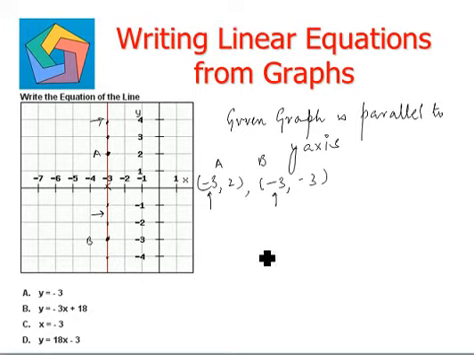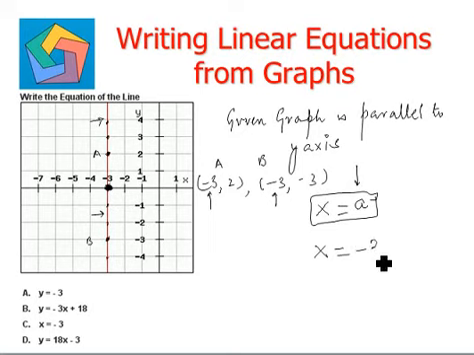In this case, the equation of the line is given by the formula x equals a. The value of a is where the vertical line cuts the x-axis. The vertical line is cutting the x-axis at negative 3. So the equation of the line is x equals negative 3. This is the final answer and can be seen in option C.